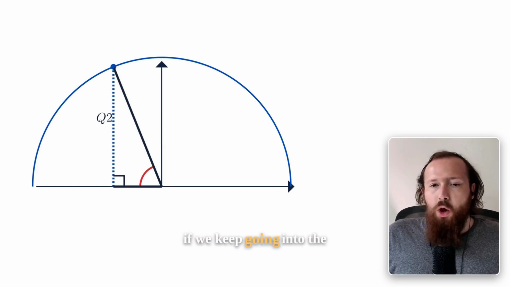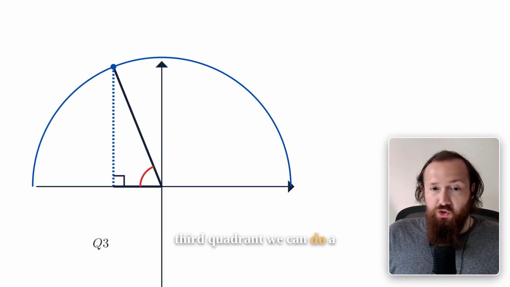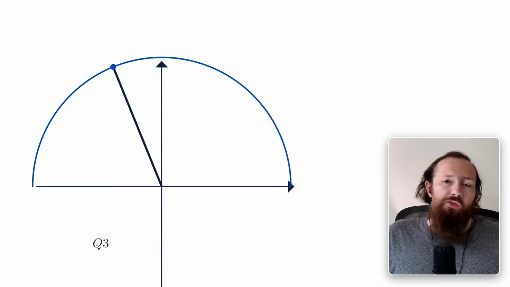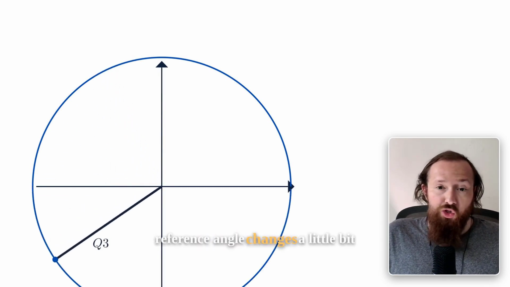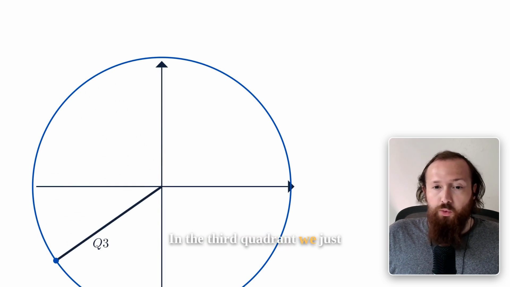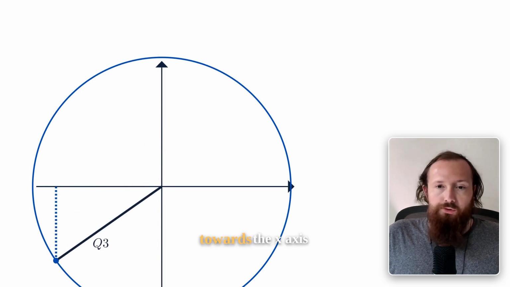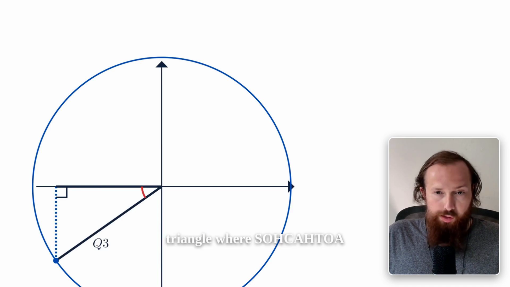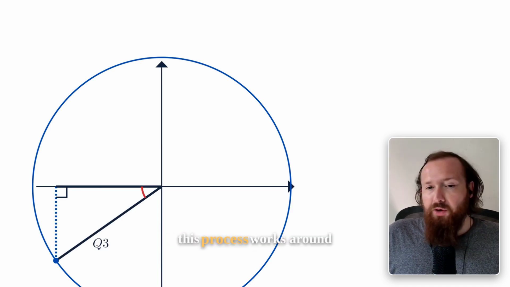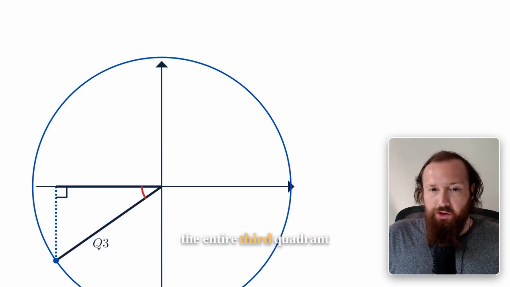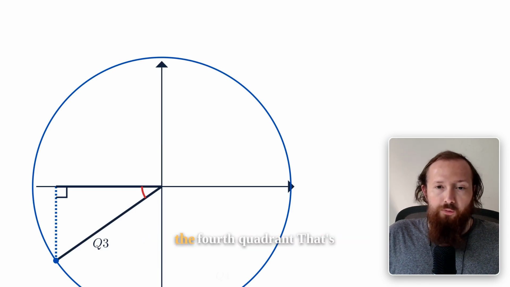And if we keep going into the third quadrant, we can do a similar thing. It's just that the way that we get the reference angle changes a little bit. In the third quadrant, we just have to drop the line up towards the x-axis rather than down like we did in the second quadrant to complete a full right triangle where SOHCAHTOA works again. And this process works around the entire third quadrant, and something similar works around the fourth quadrant.